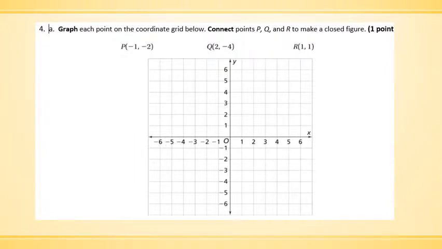In question 4, I'm going to graph each point on the coordinate grid, and then I'm going to connect them to make a closed figure. So P is at -1, -2. Q is at 2, -4. I connect these together. And R is at 1, 1. So again, I'm going to connect these together best that I can. And now I'm ready to do some other things with this shape.